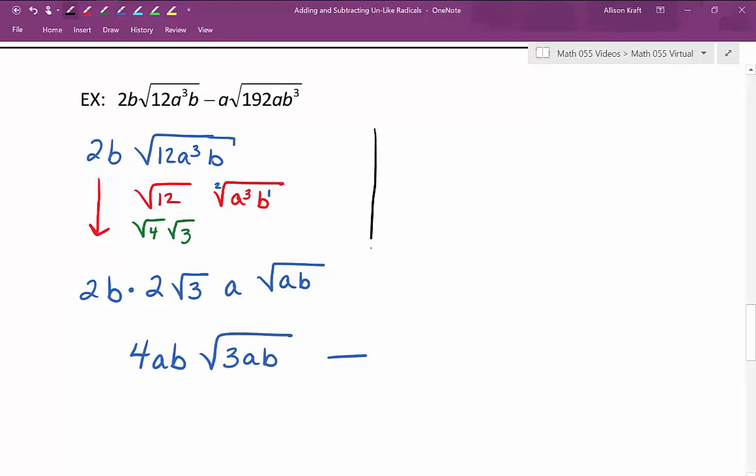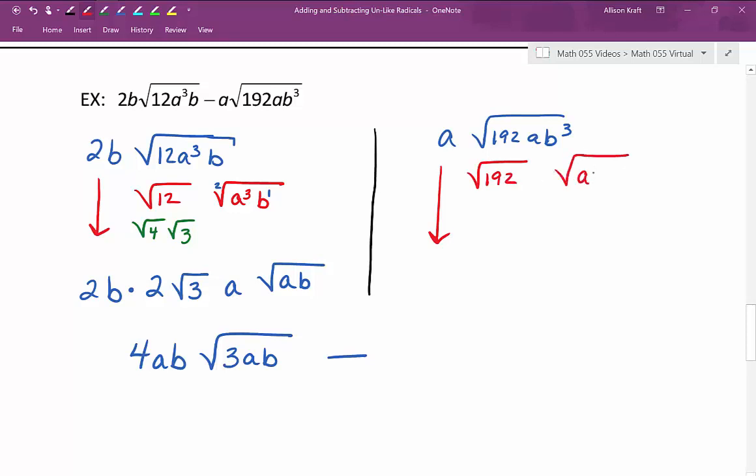Now let's do the other one. We need to simplify a times the square root of 192ab to the third. I'm going to remember to bring the a out in front down. I'm going to break this up into the square root of 192 times the square root of ab to the third. We want to look for the largest perfect square that's a factor of 192.